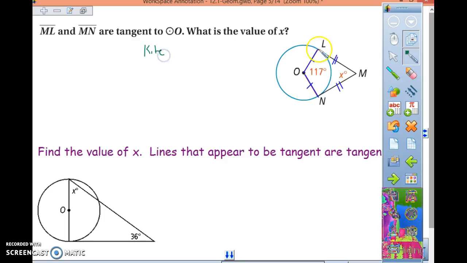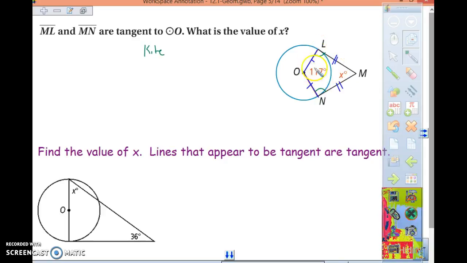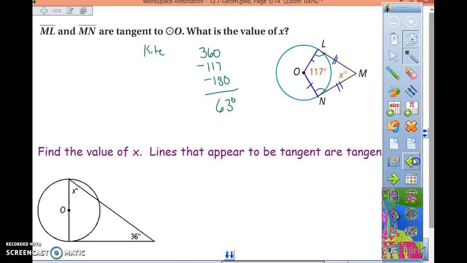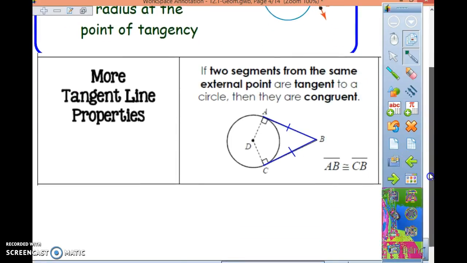And within a kite, we have one pair of angles that are congruent, and in this case, those are both 90. And then these opposite angles are then supplementary. And if you didn't remember that, we know a four-sided figure ends up being 360. So if we subtract off our 117 and we subtract off the two 90s, we would be left over with our 63 degrees. And that's all because this thing formed a kite, which goes back to our theorem on the previous slide that you did not have.